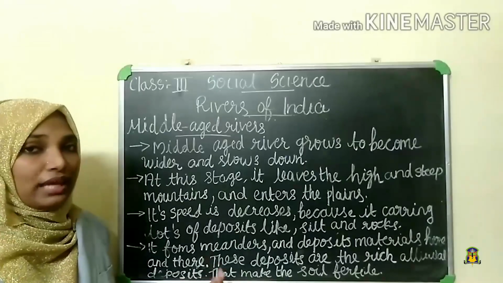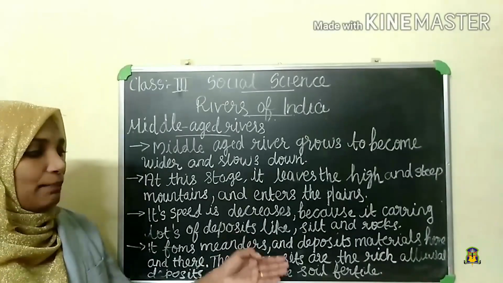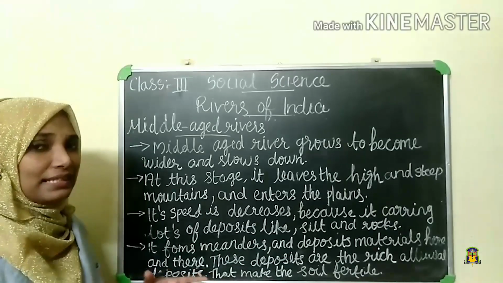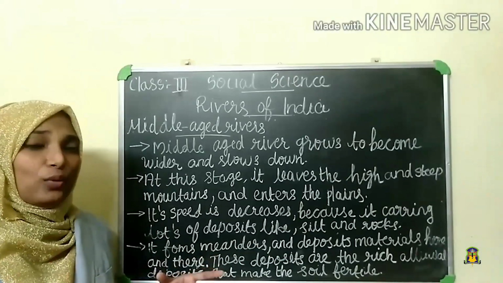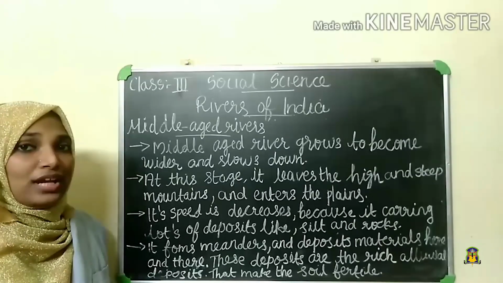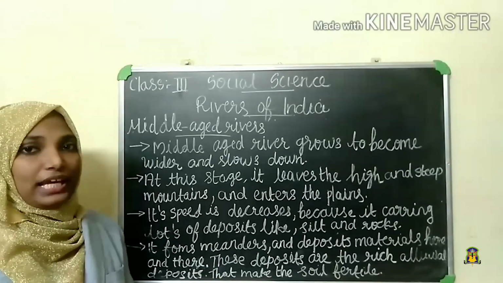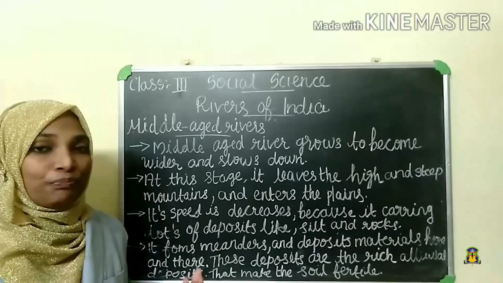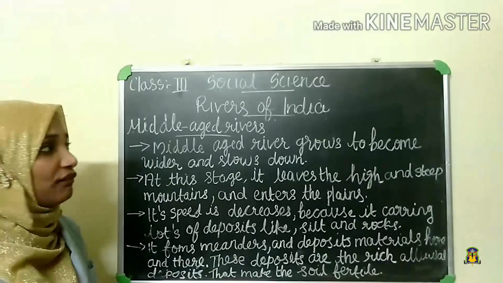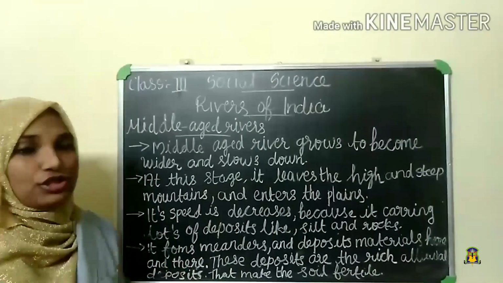It forms meanders and deposits materials here and there. And this deposit is rich alluvial deposit, and that makes the soil fertile to grow crops. Okay, these are the important specialities of the middle-aged rivers.